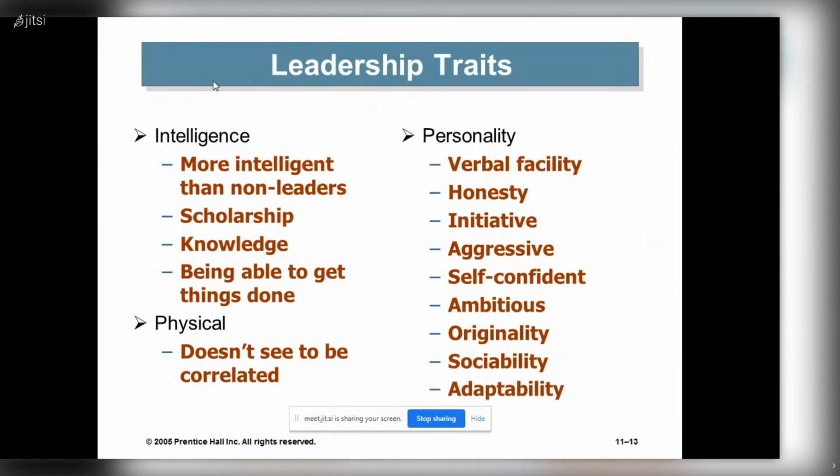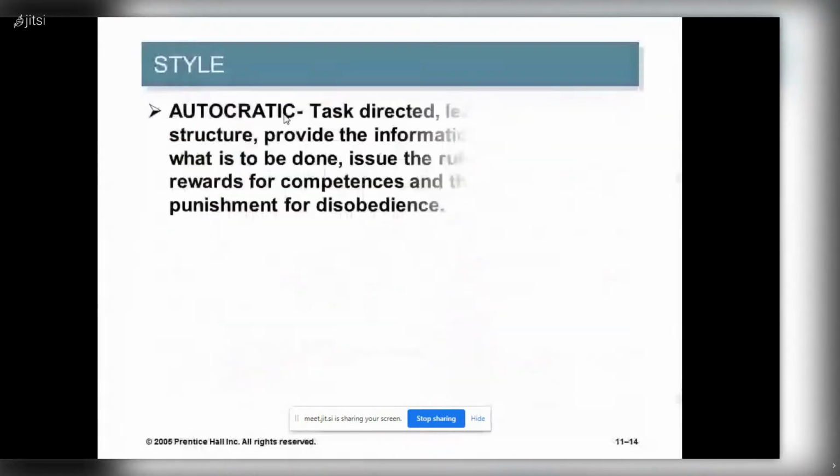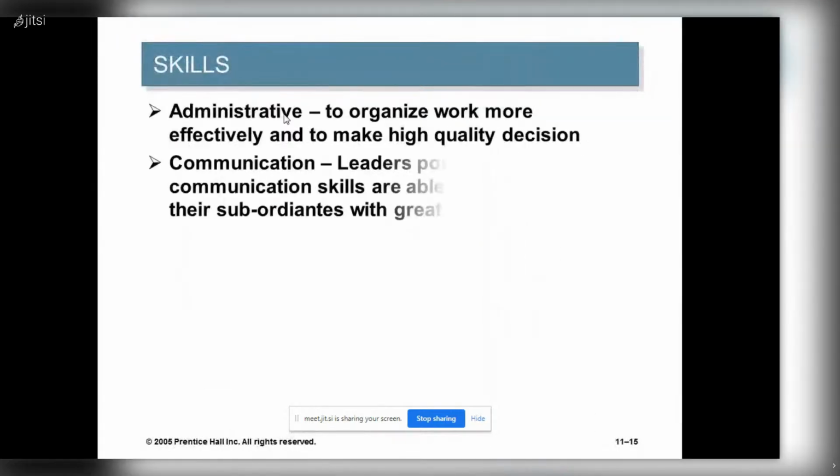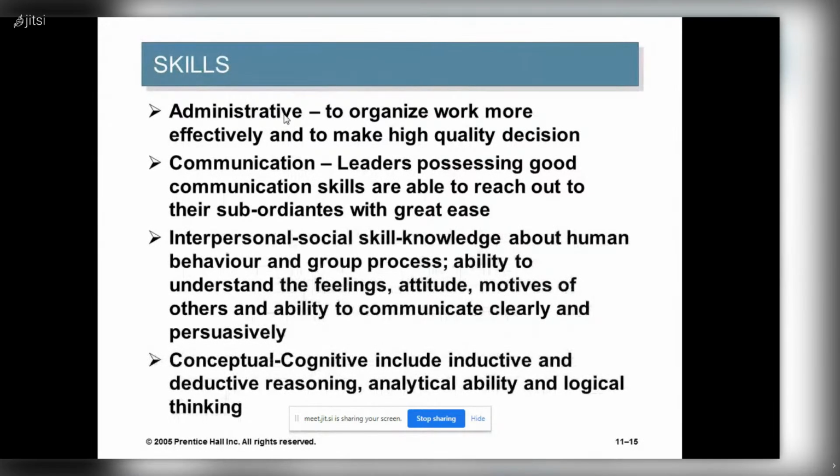Adaptability. This is one important nature of an effective leader: how quickly you adapt to different kinds of environments. Before this, the different types of leadership styles, we will discuss in another class. So as of now, please go through what I have said here.